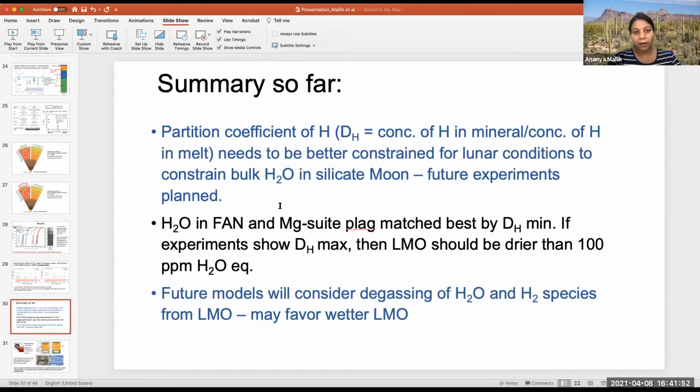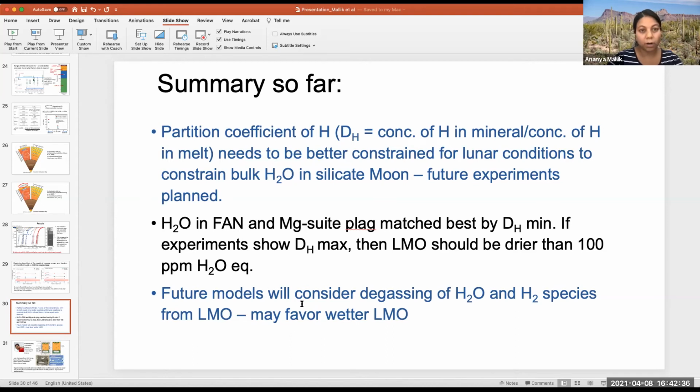Okay, so the summary so far is that the partition coefficient of hydrogen, which is basically the ratio of the concentration of hydrogen in the mineral over the concentration of hydrogen in the melt, has to be better constrained for lunar conditions in order to constrain the bulk water in the silicate moon better. And that's why we have some experiments planned to do that. The water in these plagioclases from lunar samples is best explained by the lower end of these partition coefficients. However, if these experiments show that hydrogen is actually more compatible, that means the partition coefficient is at the higher end. What that means is that the lunar magma ocean should be drier than 100 parts per million water equivalent.